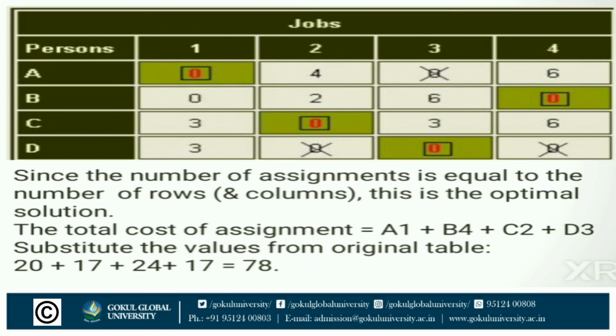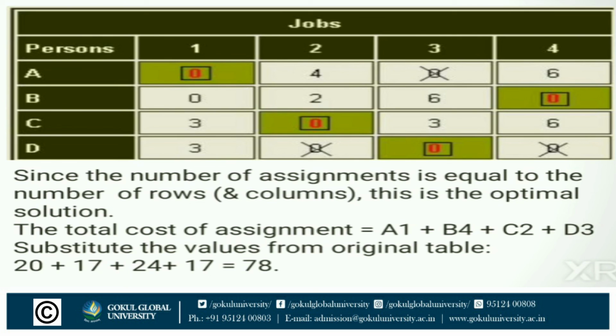So in the original cost matrix, substituting the values gives 20 for A1, 17 for B4, 24 for C2 and 17 for D3. Now all the values give a minimum cost from each row and each column. Adding all the values we have 78. So the minimum cost of this assignment problem is 78.